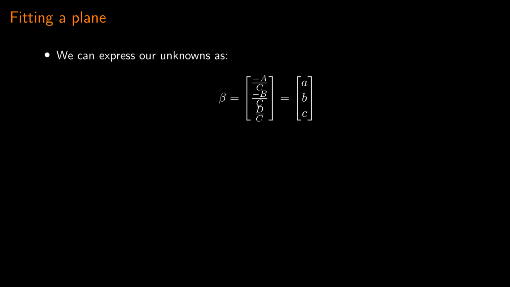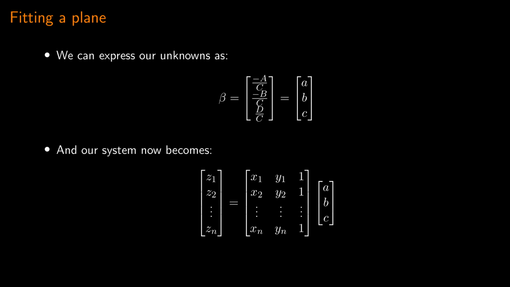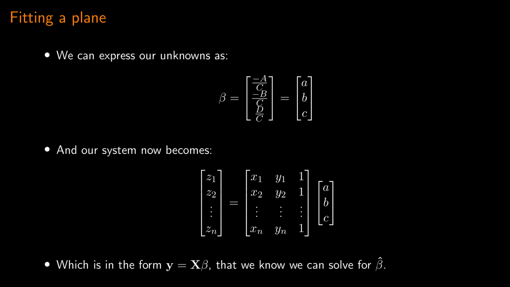So, we can express our unknowns now in the form of a vector, beta, like this. And then we can write the whole system of equations in the appropriate form for solution by linear least squares. And we can see that this is in the form of y equals x beta, and we know from the previous video how we can go about solving this, or at least finding the best approximation of a solution, beta hat.